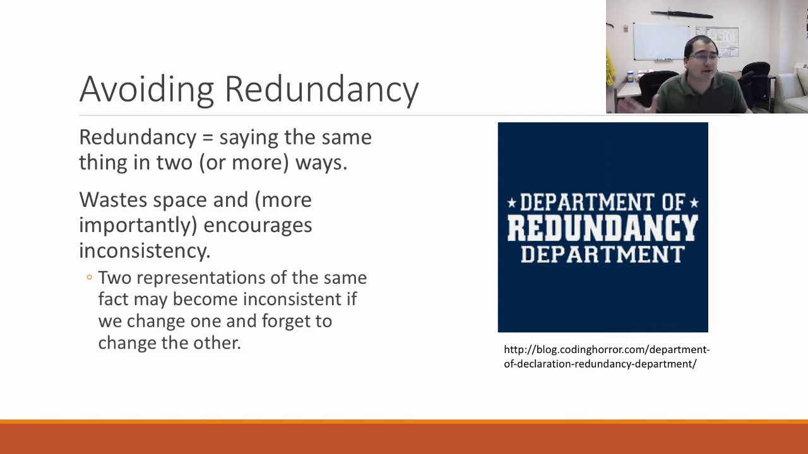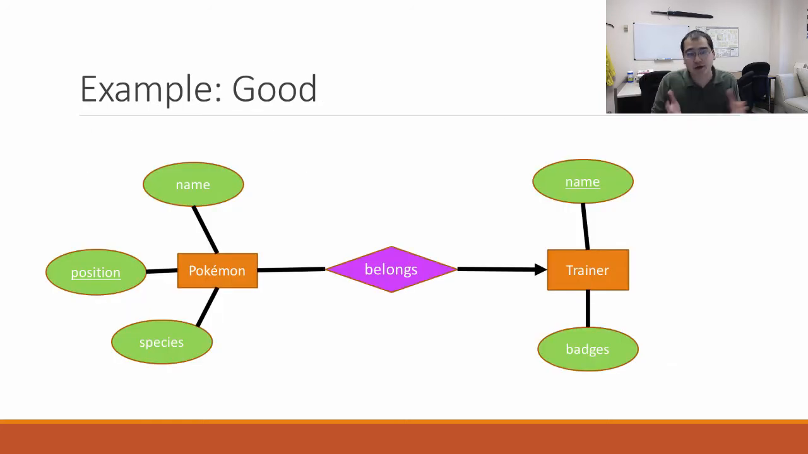Okay, so here's an example of a good entity relationship diagram. We have Pokemon here, and those Pokemon have names and positions and species, and they belong to a trainer which has a name and a badge. And note here, name is the key for trainer and position is the key for Pokemon. Okay, so this is great.